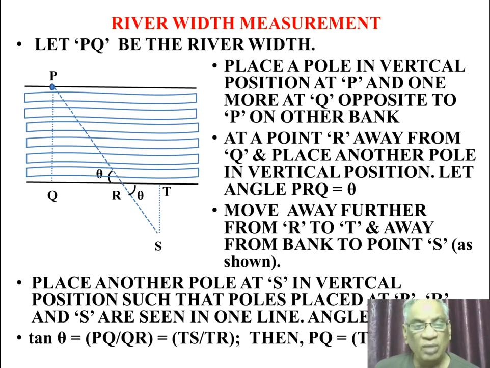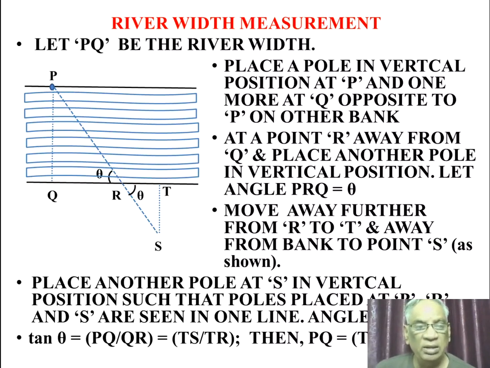Then move from R to point T along the bank, and then away from the bank from T to S, and fix another pole in vertical position at point S, such that the poles at point P, point R and point S all lie in one line. That means you are making two identical triangles PQR and RST.